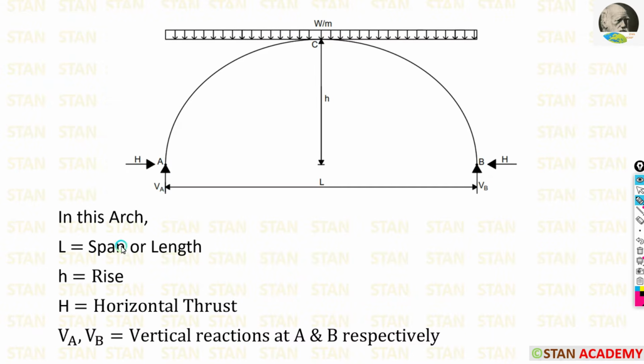In this arch, L is the length or span of the arch, small h is the rise of the arch, capital H is the horizontal thrust of the arch, VA and VB are the vertical reactions at A and B respectively.